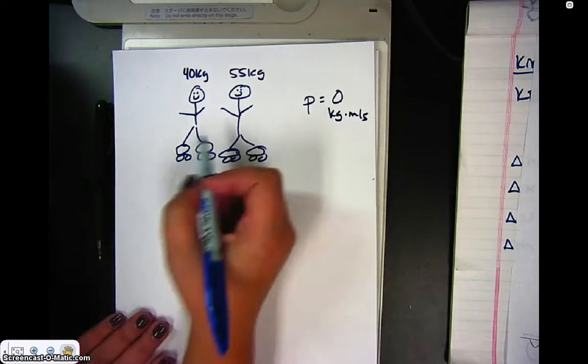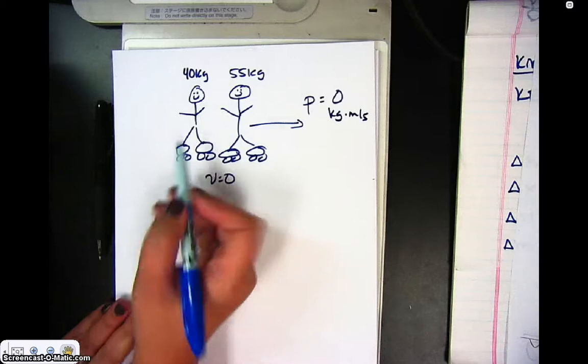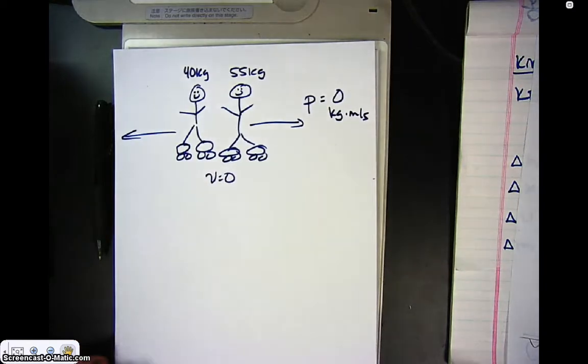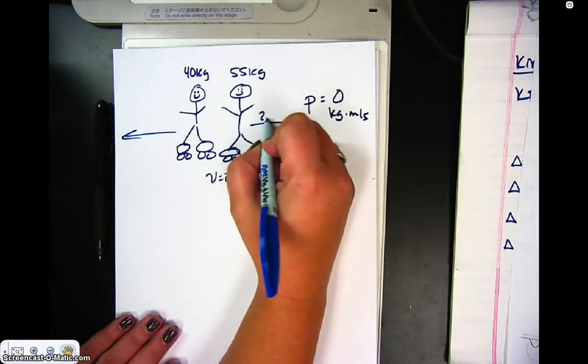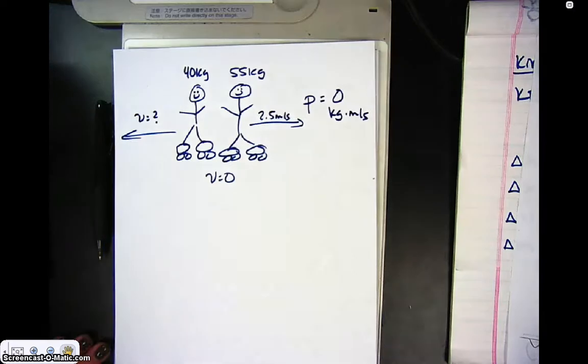Then let's say that they push off from one another, and so this person flies to the left, and this person to the right, in opposite directions. And we'll say the 55 kilogram person has a velocity of 2.5 meters per second. Could we figure out this person's velocity given conservation of momentum?